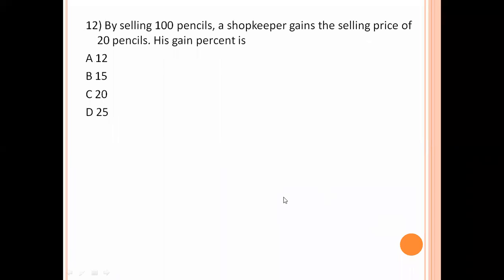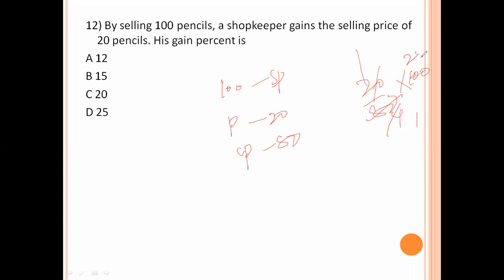By selling 100 pencils, a shopkeeper gains the selling price of 20 pencils. His gain percentage is? So 100 pencils is selling price. Gain is 20. Cost price is 80. So 20 by 80 into 100. Gain percentage: 2 1s are 2, 4 1s are 4, 4 25s are 100, 25%. Option number D is the right answer.